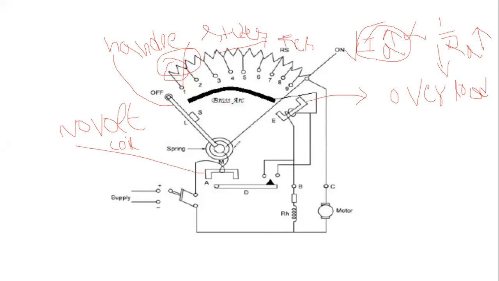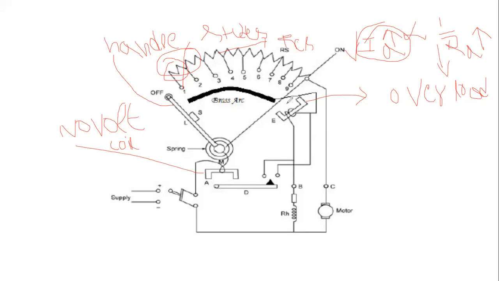This is the springing action for the handle. Why are we using this springing action? We are moving the handle from 1 to 9, or off position to on position. That's why we are using the springing action for that handle.